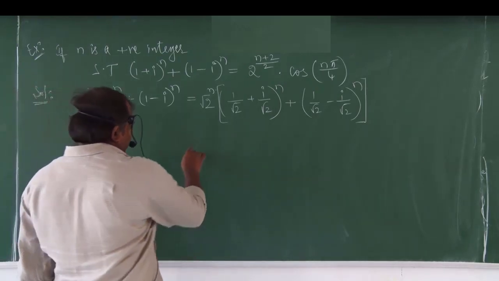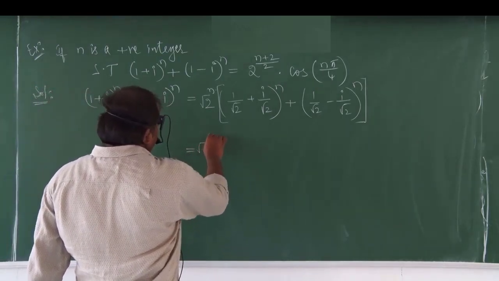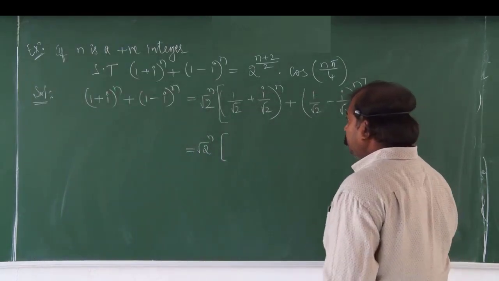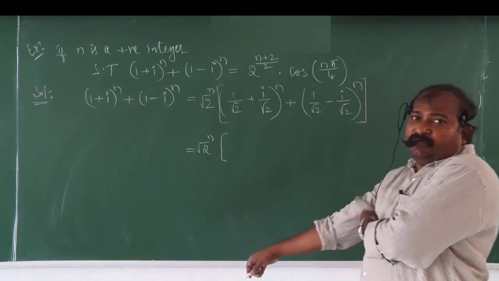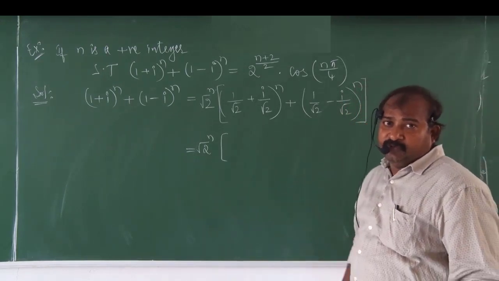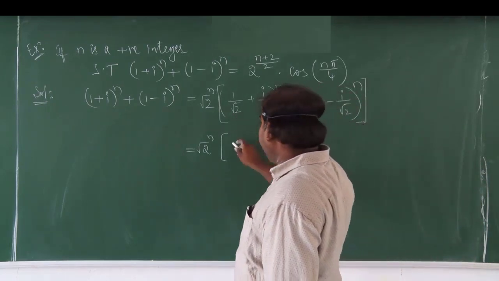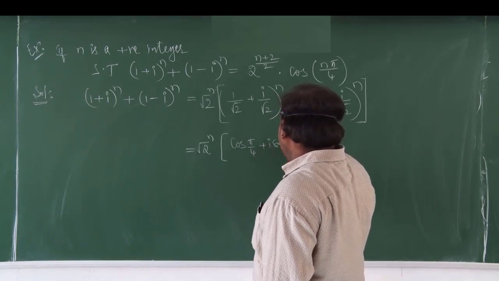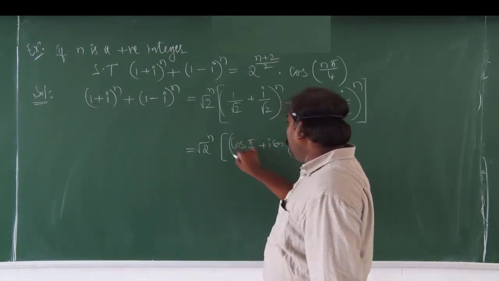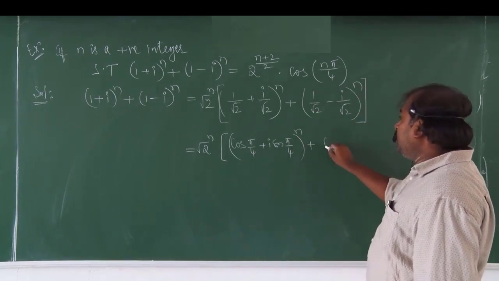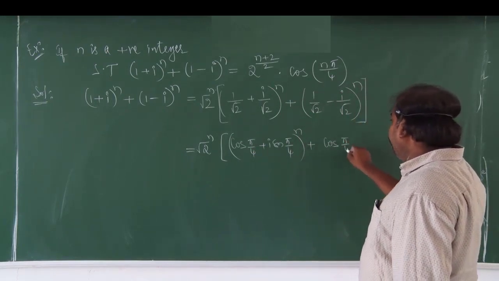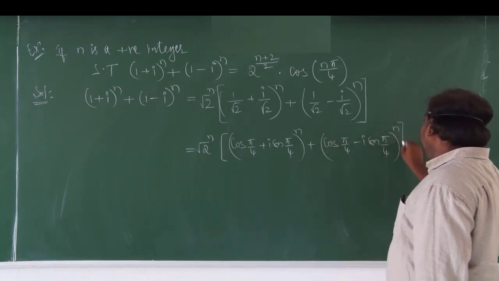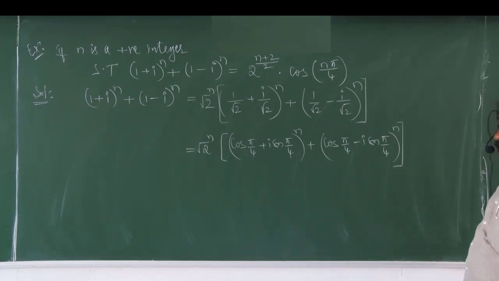So this equals root 2 whole power n into, how can I write this value first of all? If you observe, now we can write it in polar form, the modulus-amplitude form. So here it is cos pi by 4 only. So I can write cos pi by 4 plus i sin pi by 4 whole power n as the first value. This value also is cos pi by 4 minus i sin pi by 4 whole power n, according to the values 1 by root 2, 1 by root 2.